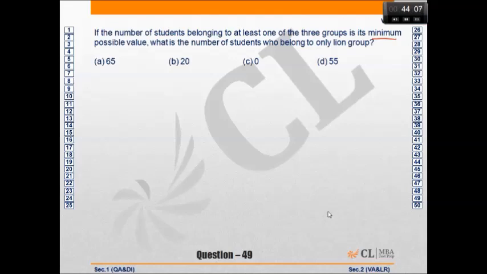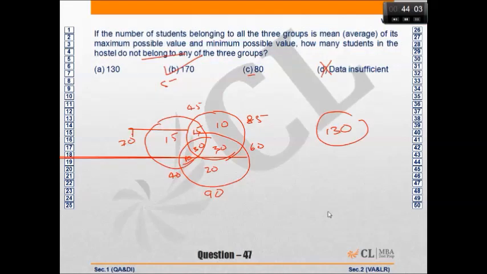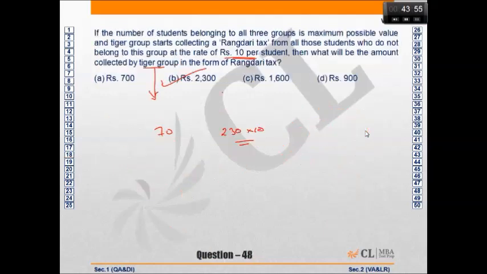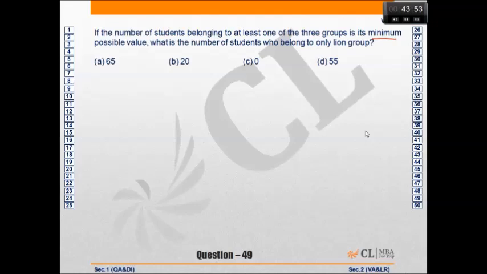What is the number of students who belong only to Lion group? Only to Lion group would be 0. Only to Lion group will be 0. Okay. 49, the answer is C, 0.